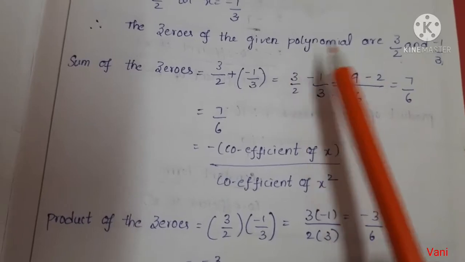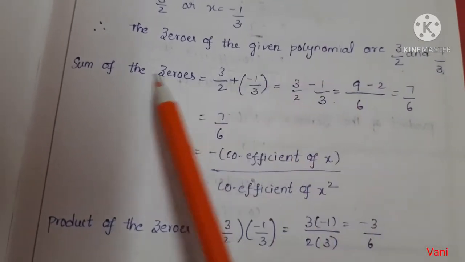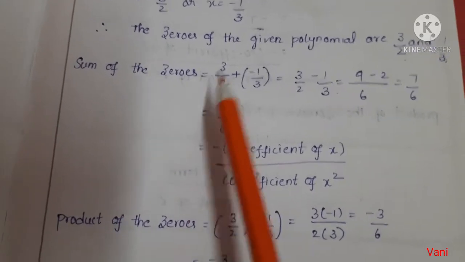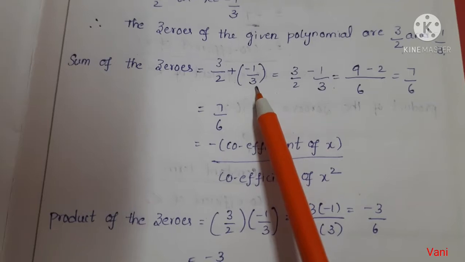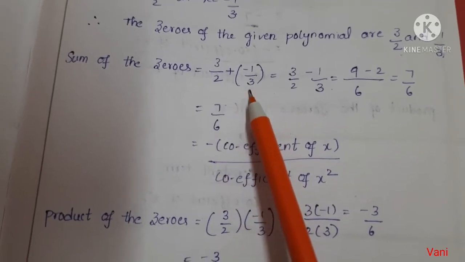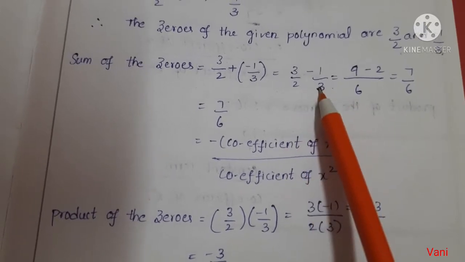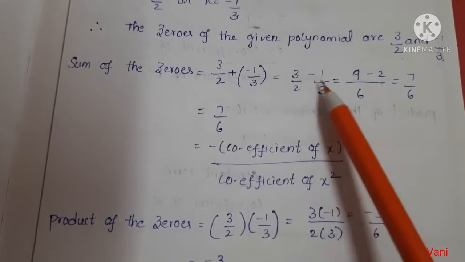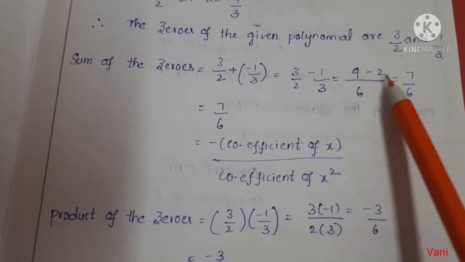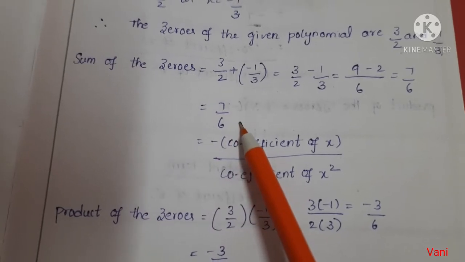Now after finding the zeros of the polynomial we have to verify the relationship. First consider the sum of zeros, meaning add those two zeros. One zero is 3 by 2, another zero is minus 1 by 3. Add those two zeros: 3 by 2 plus minus 1 by 3. Take the LCM: the LCM of 2 and 3 is 6. Do the cross multiplication: 3 threes are 9 minus 2 ones are 2. 9 minus 2 is 7, so 7 by 6. The sum of zeros is 7 by 6.